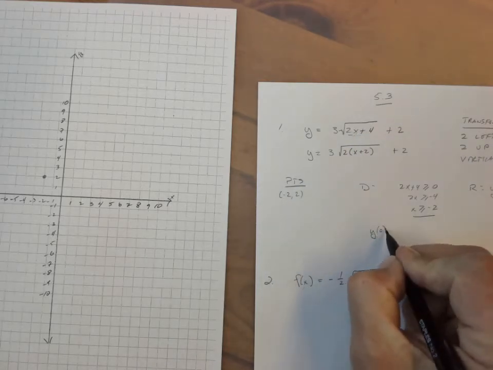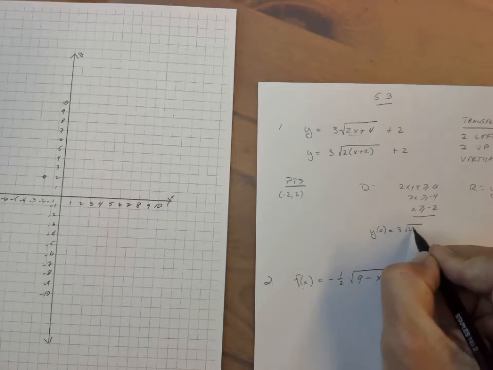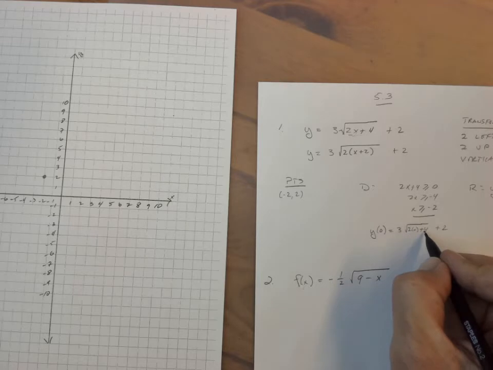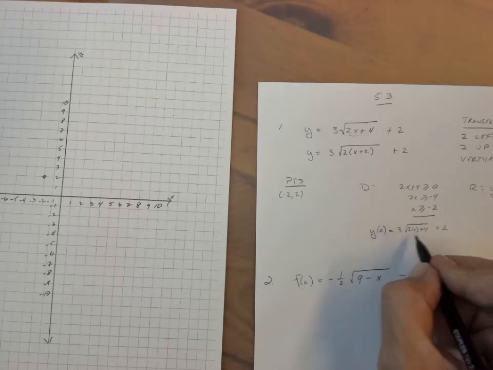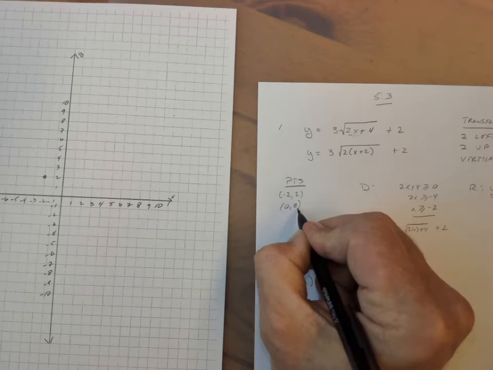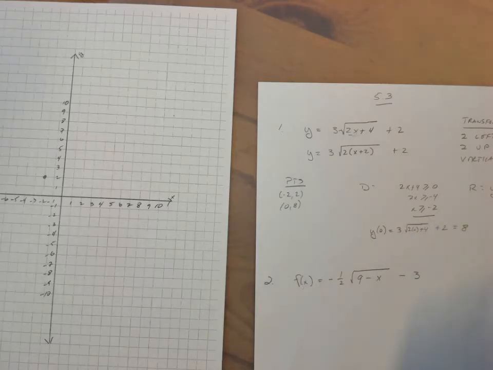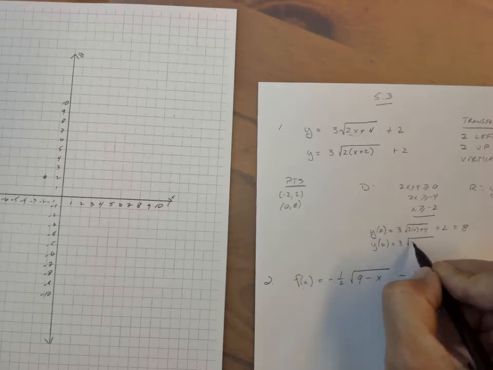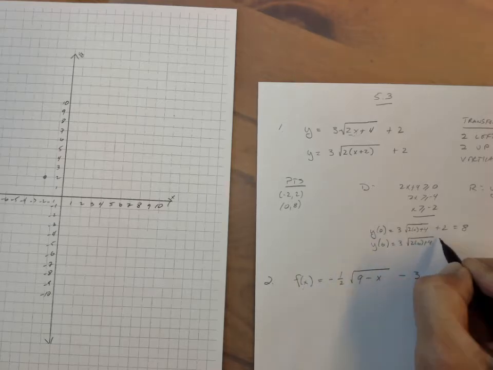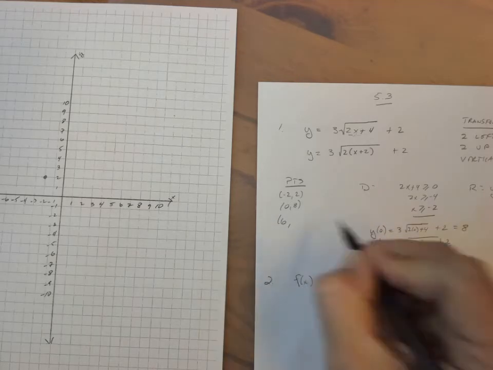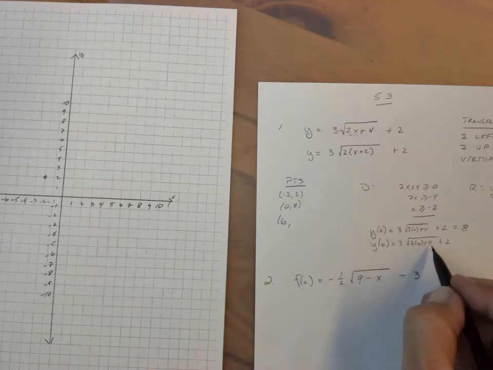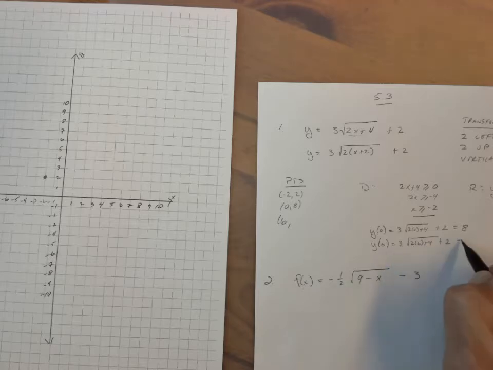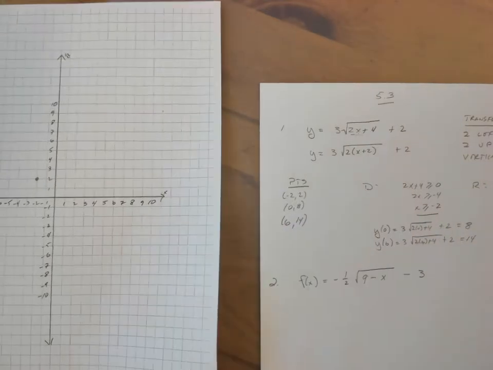So y of 0 would be 3 times the square root of 2 times 0 plus 4, plus 2. So that's the square root of 4, which is 2. 2 times 3 is 6, plus 2 is 8. And then another point I'm going to grab is 6. Because again, you see 2 times 6 plus 4, so 2 times 6 is 12, plus 4 is 16. Square root of that is 4, times 3 is 12, plus 2 is 14. So there's the 3 coordinates.